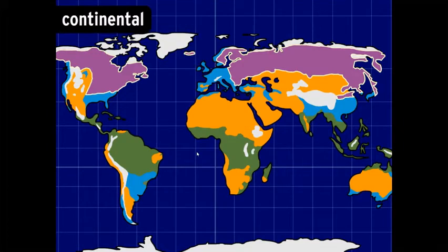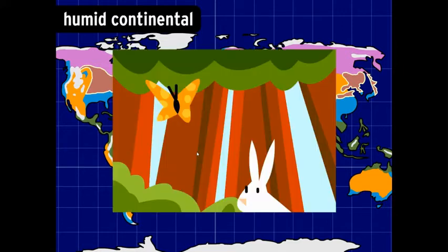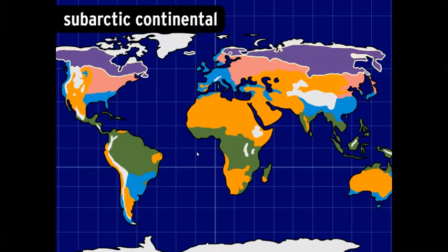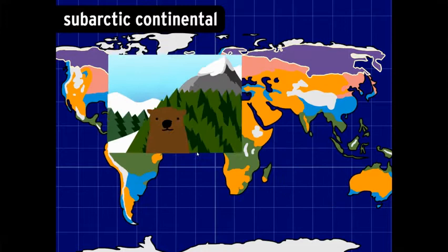Continental climates have a wider temperature range with much colder winters. They're found in the northern hemisphere below the Arctic Circle. You can find them in the interiors of continents and on their eastern coasts. Humid continental climates with warm summers and cold winters are located throughout North America and Eastern Europe. Subarctic continental climates are found a little bit further north in Canada and northern Russia.